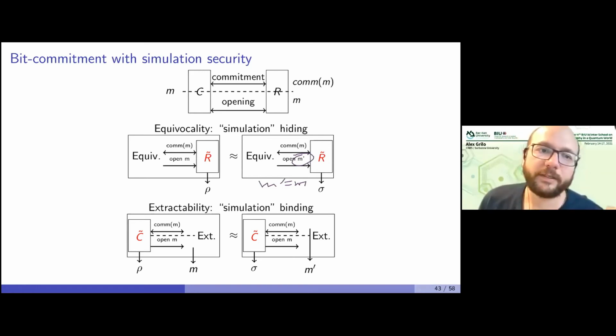And in order to show that this bit commitment scheme is extractable, the idea is that when you put together the output of the malicious committer and the message that she opened in the second phase, this should be indistinguishable from the output of the committer in the second case and the message that the extractor was able to extract in the very first phase. So in particular, you want M prime to be equal to M.